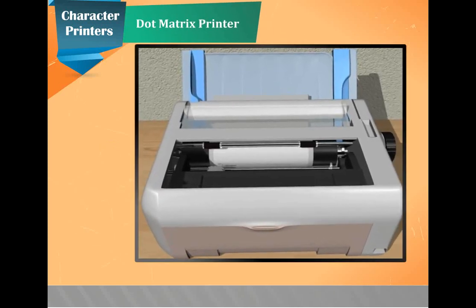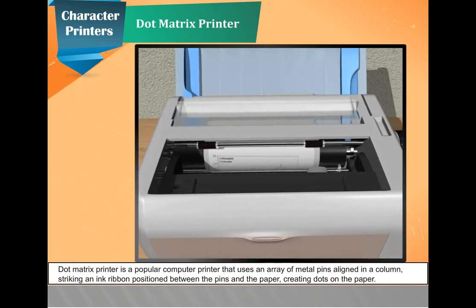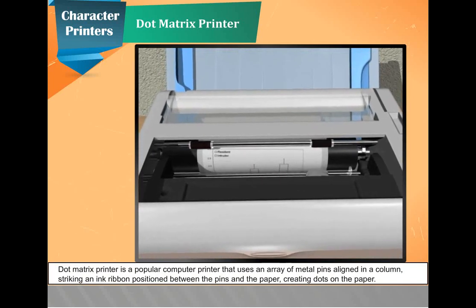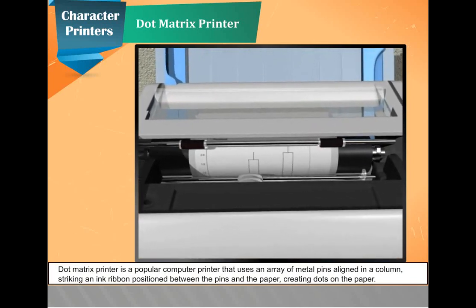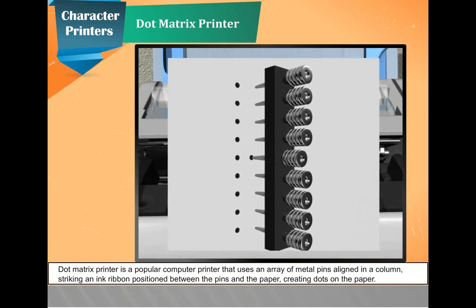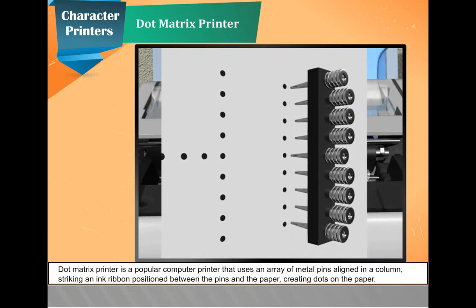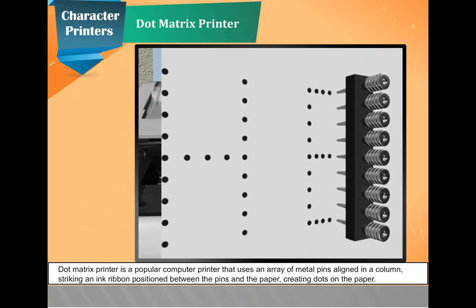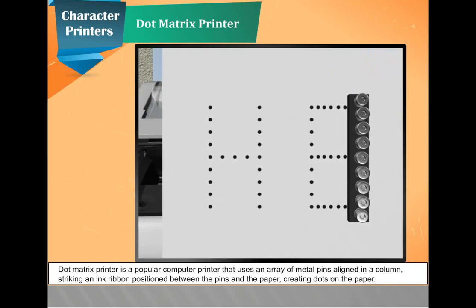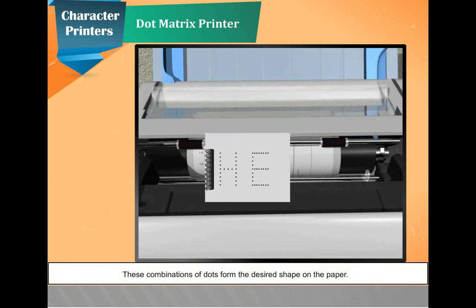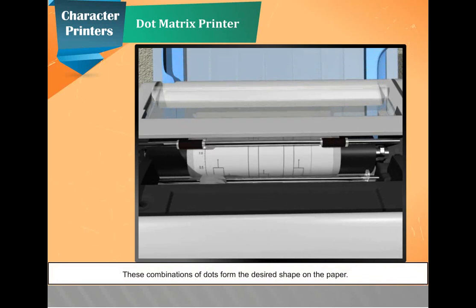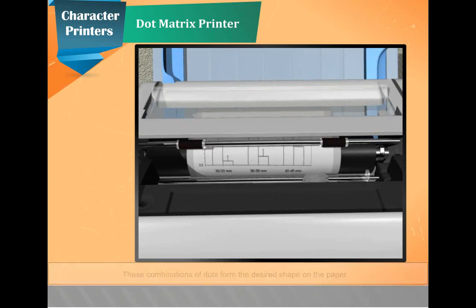Dot matrix printer. Dot matrix printer is a popular computer printer that uses an array of metal pins aligned in a column, striking an ink ribbon positioned between the pins and the paper, creating dots on the paper. This combination of dots forms the desired shape on the paper.